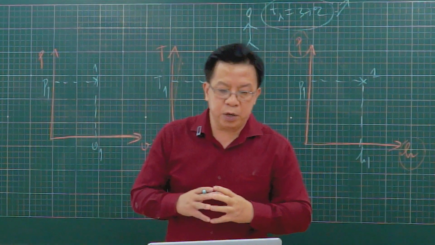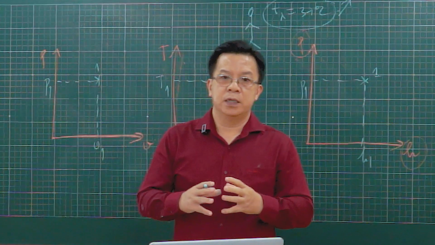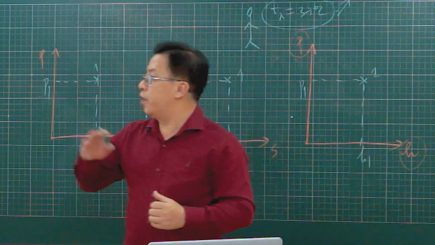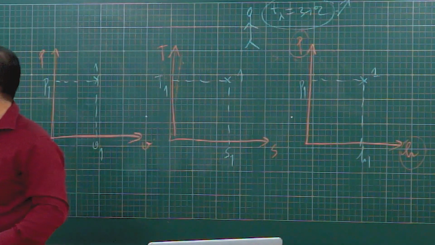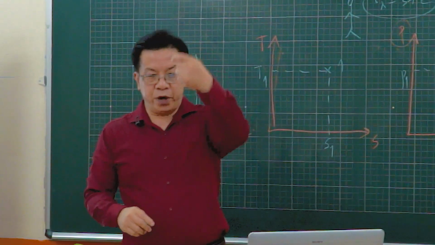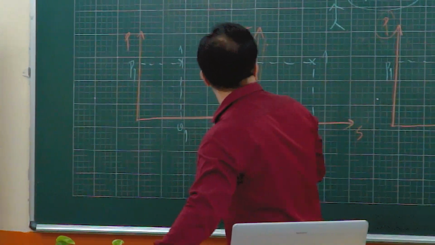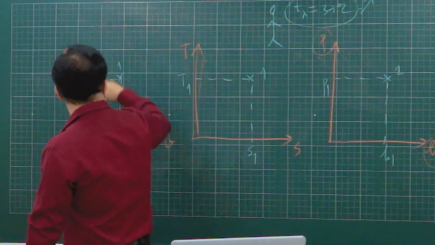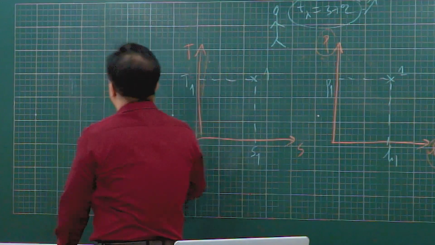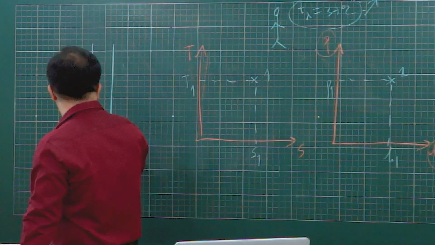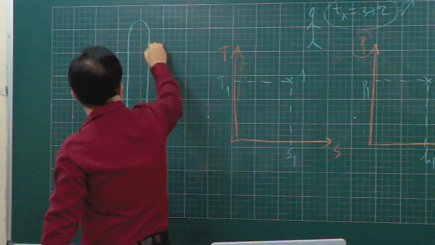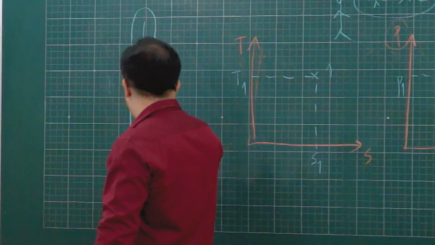To measure temperature we use the thermometer. The thermometer is the equipment to measure the temperature. For the thermometer, we have the mercury thermometer or the alcohol thermometer. For example, a thermometer, normally, is like this.